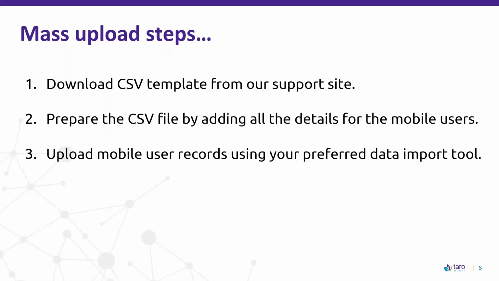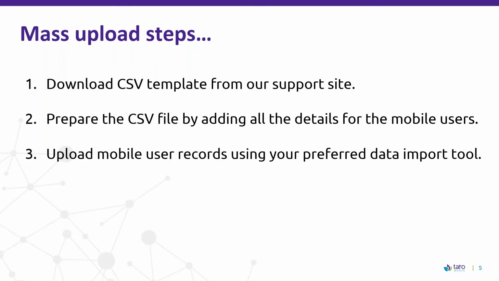There are a couple of steps as you prepare to mass upload your mobile users. One is we have a ready-made CSV template from our support site that you can download. After you download the template, you need to prepare the CSV file by adding all the details that you want to capture for your mobile users. And then finally, you need to upload the mobile user records using your preferred data import tool. So let's get to this.